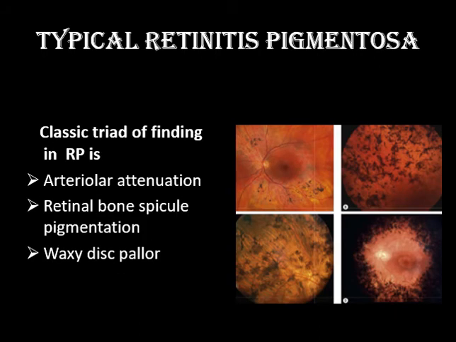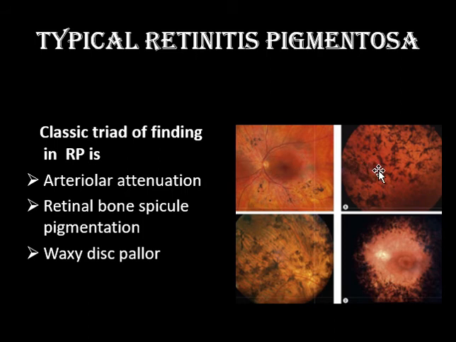What is typical retinitis pigmentosa? There is a classic triad of findings in typical retinitis pigmentosa. There is arteriolar attenuation, there is narrowing of the arterioles, and there is retinal bone spicule pigmentation.